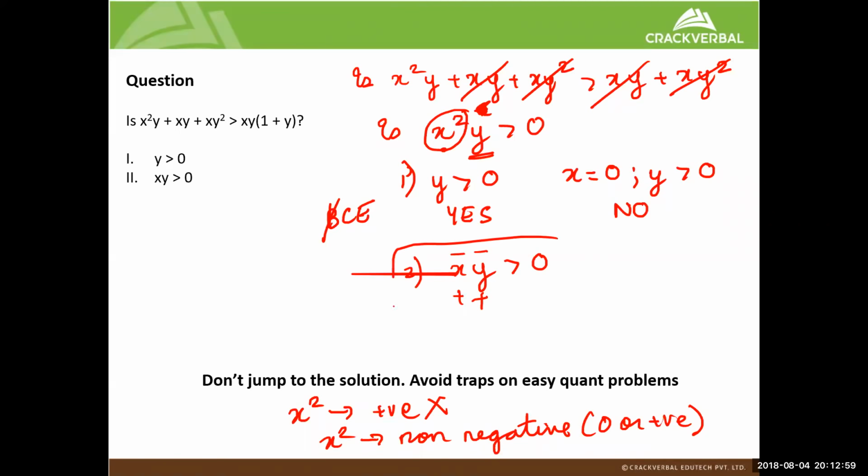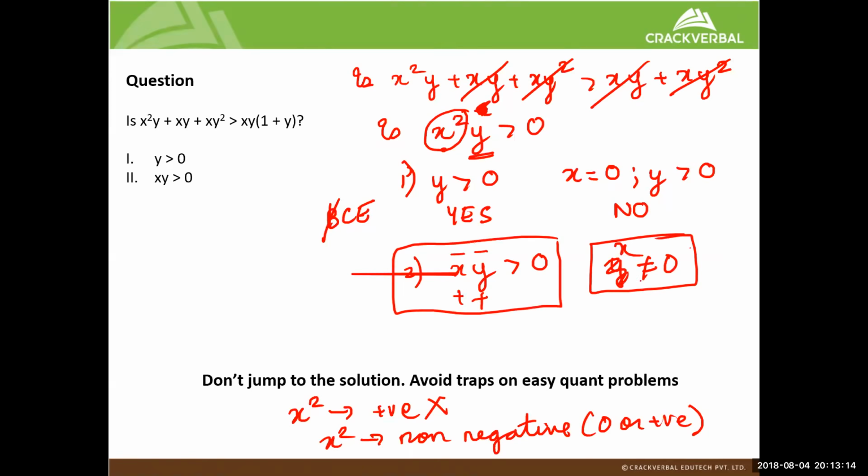But the advantage of the second statement is this. If they tell me that xy is greater than 0, then since I know x and y have to have the same sign, x can never be equal to 0, right?